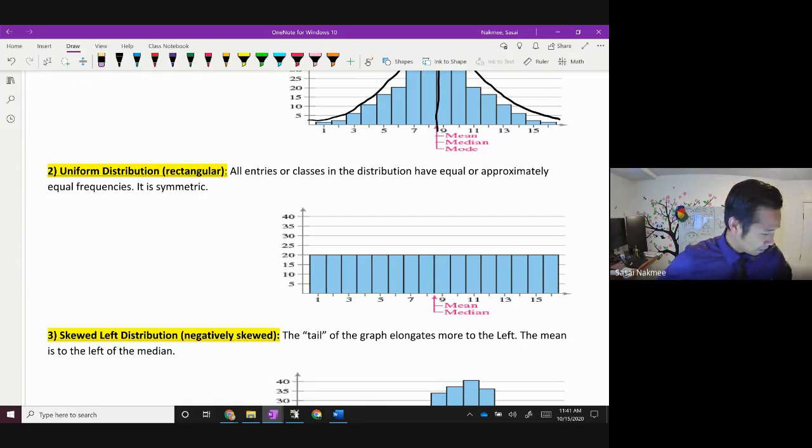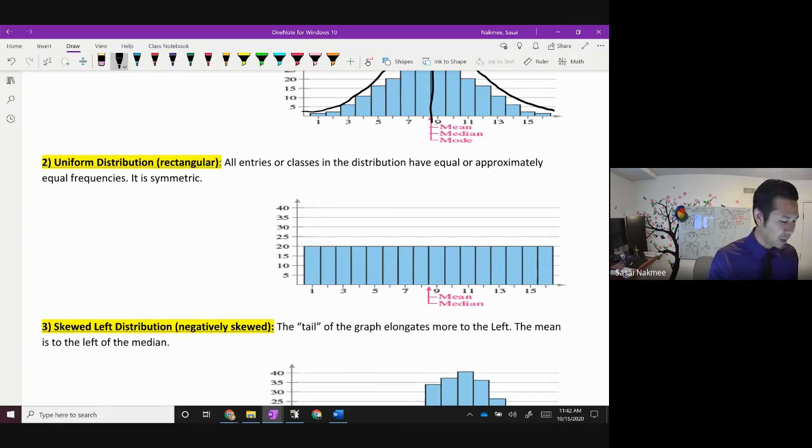All right. So that's uniform distribution. They also call it rectangular. And I hope you can see why they call it rectangular. It just looks like a rectangular shape. Right? Hopefully. And that one doesn't show up as often. But it is a possibility. If everybody has the same amount of something that they're dealing with, it will come out uniform.